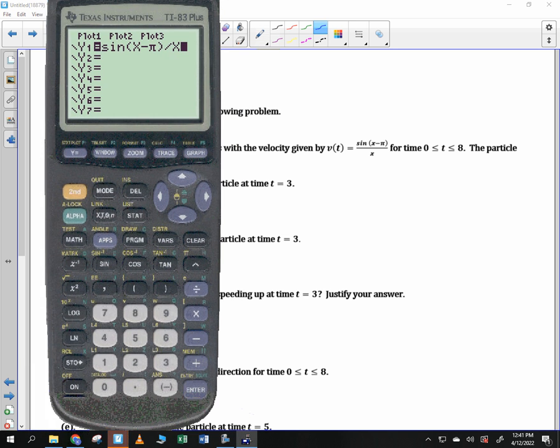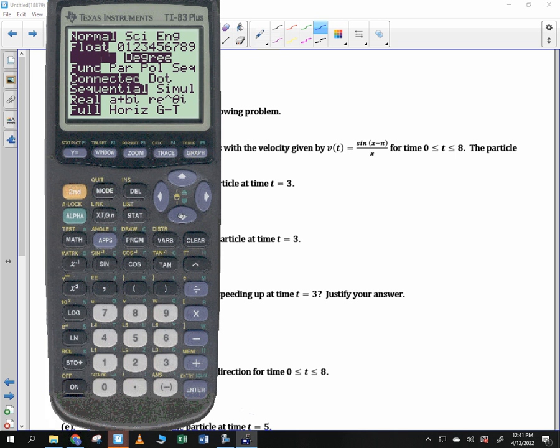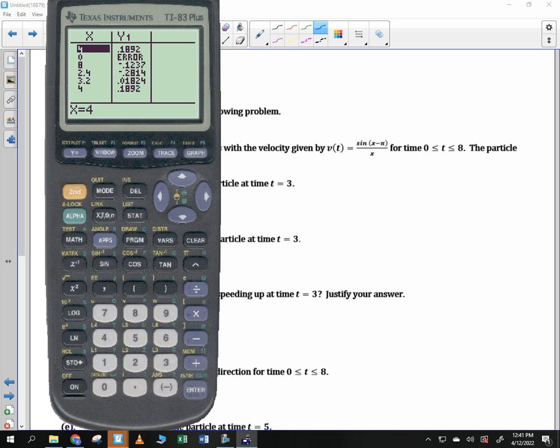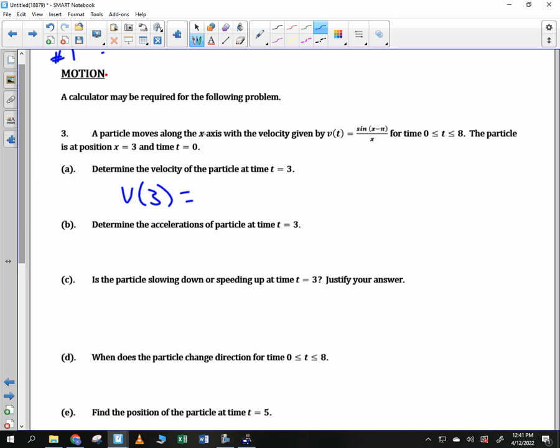So I can go to my table. I want to make sure I'm working in radians. I happen to be in degrees because I teach a different class. I type in 3, and there we go. We got negative 0.047. And there is no label in this situation. Good.